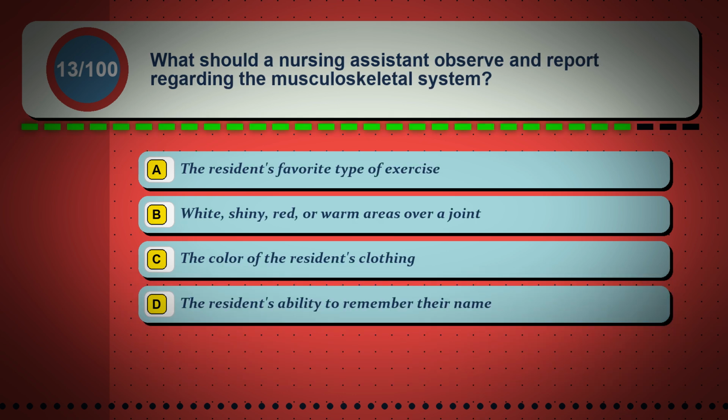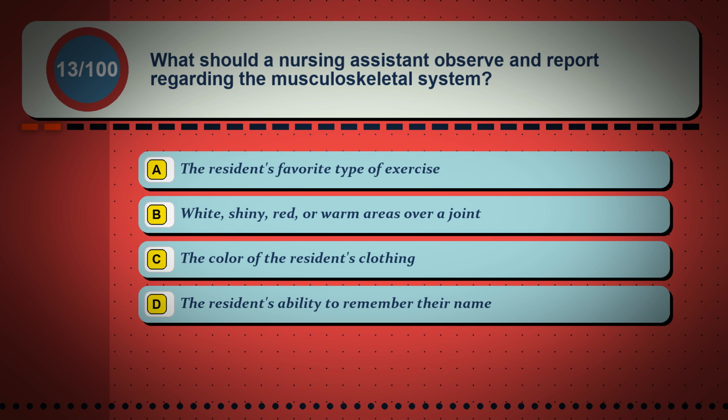Question 13. What should a nursing assistant observe and report regarding the musculoskeletal system? Option A, the resident's favorite type of exercise. Option B, white, shiny, red, or warm areas over a joint. Option C, the color of the resident's clothing. Option D, the resident's ability to remember their name.